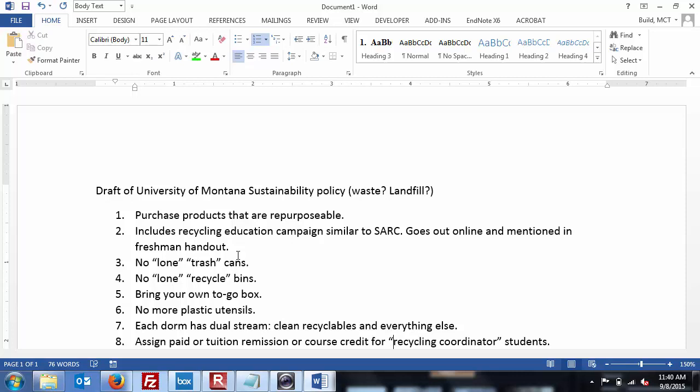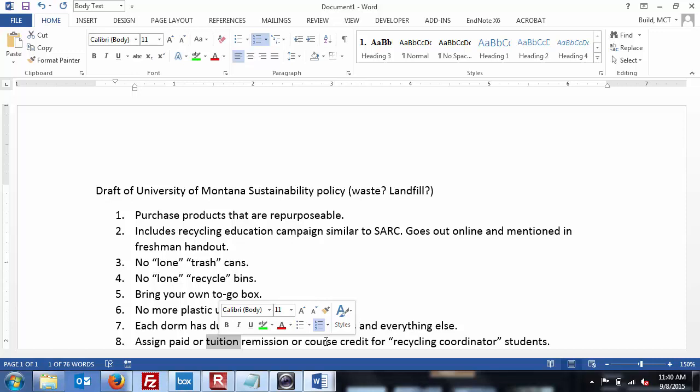So make some, I'm just going to call them recycling coordinator positions, and offer some kind of incentive, whether it's actual money, tuition remission, or course credits. Because beyond that, it looks really good on a resume. Yeah, I like that. Every student before they graduated had to do something like that.